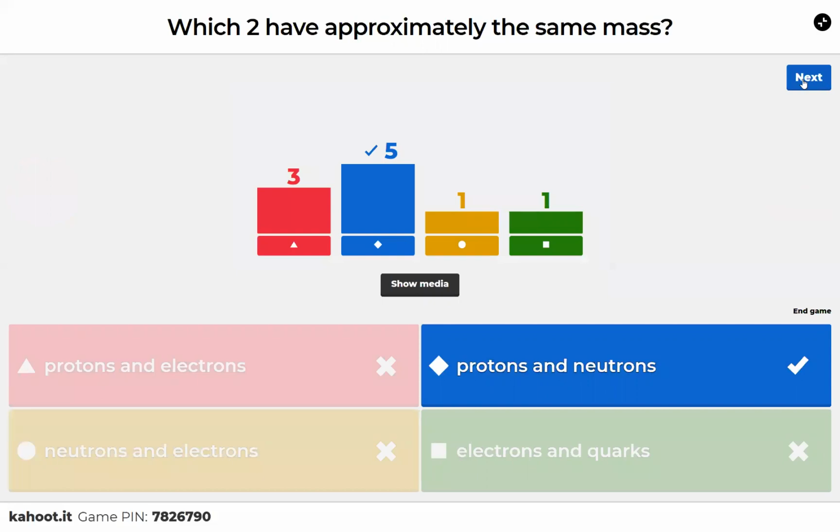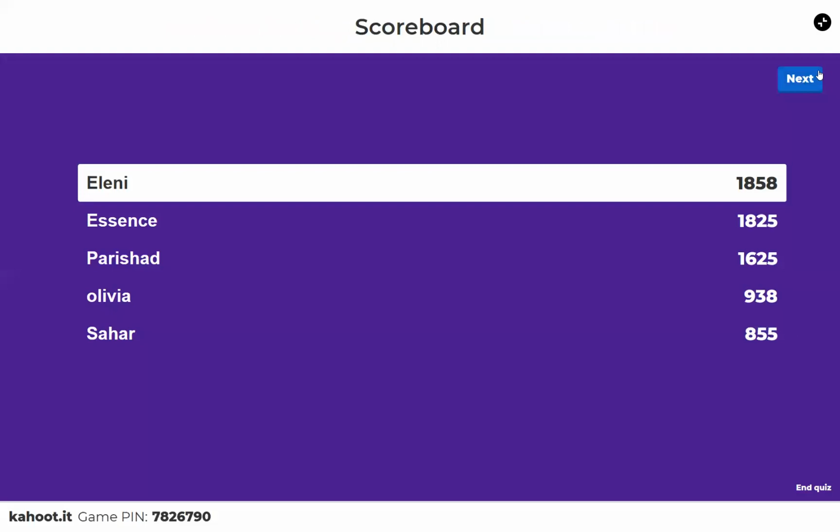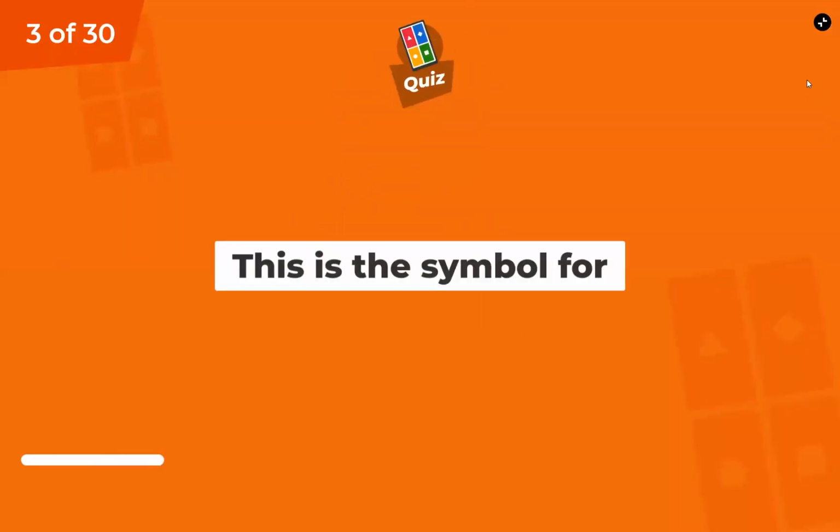Protons and neutrons. The atomic mass is just protons and neutrons. Very good. Oh, Ellen takes over the lead. Okay, what is this symbol for?